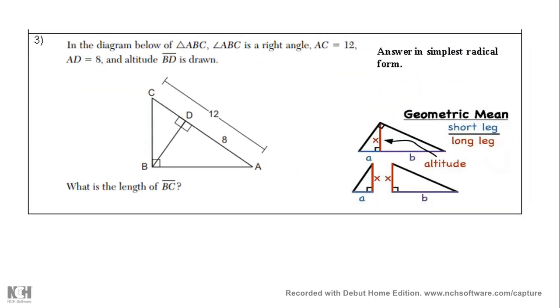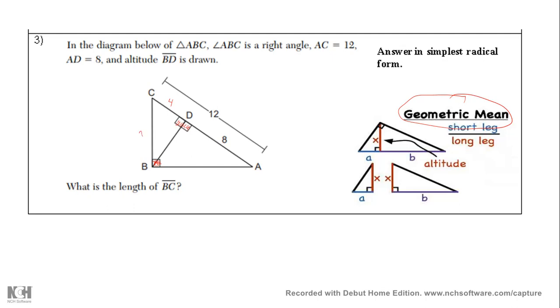All right, on to number 3. We have this diagram, and as soon as we see this picture, a right triangle with a right angle and an altitude, we should be thinking geometric mean. It gives us that CA is 12 and AD is 8, which means that CD must be 4, because 4 plus 8 has to equal the whole hypotenuse, which is 12.